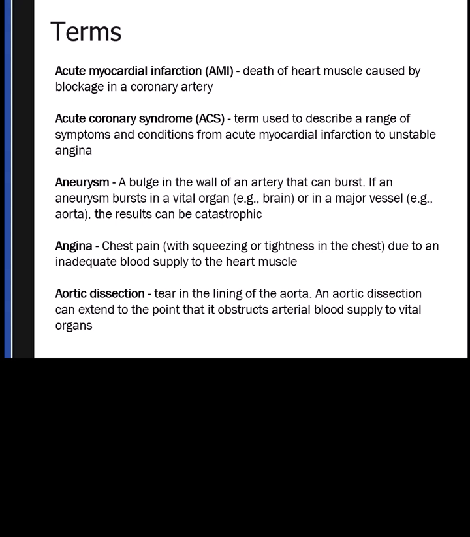Now think about it this way. Arteries have three sections, okay? The outside of the artery is called the tunica adventitia. The tunica adventitia is tough. It's fibrous. It does not contract. It does not dilate. It is leather-like. It is protective of the artery itself.